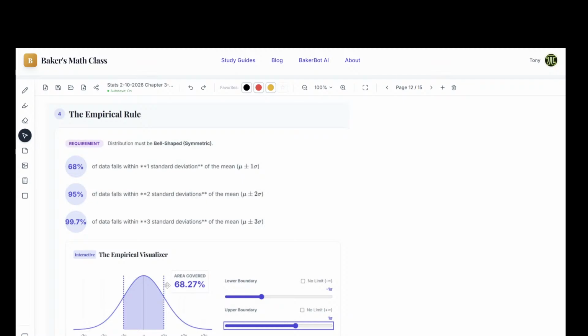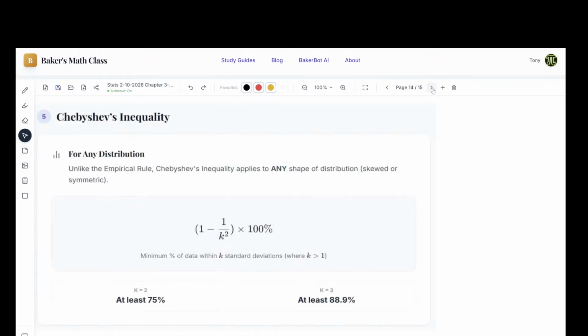The vast majority of situations when you get enough data will fall into a nice bell curve. This is why this is the one we use most often. However, there are situations where it is not a nice bell curve. And that's where we have Chebyshev's rule. Chebyshev's inequality works on any distribution, even if it is skewed. But what it tells me is it doesn't tell me the exact value like the empirical rule does.